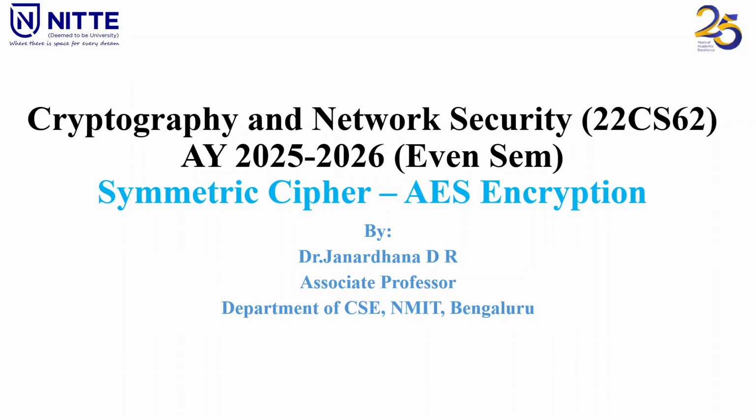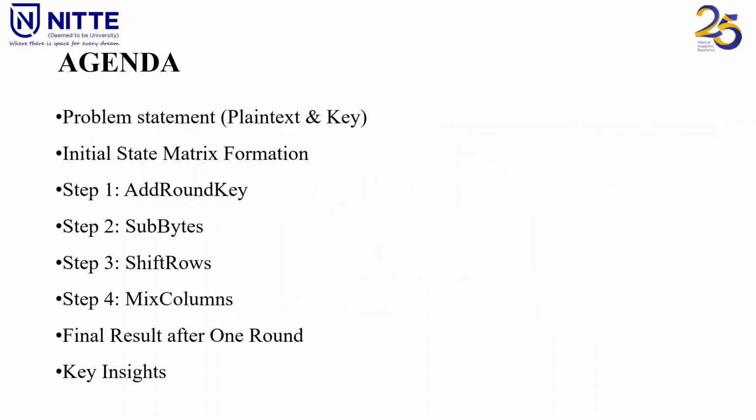So in today's session, we'll try to understand how AES encryption is performed in round 1 of the 4 transformations. We'll see how the plain text and the key are used to convert into a ciphertext.